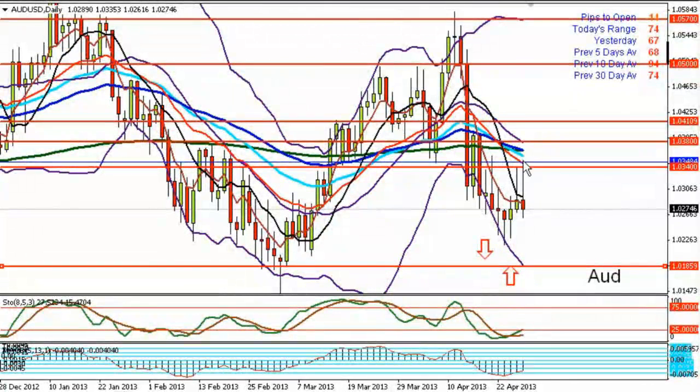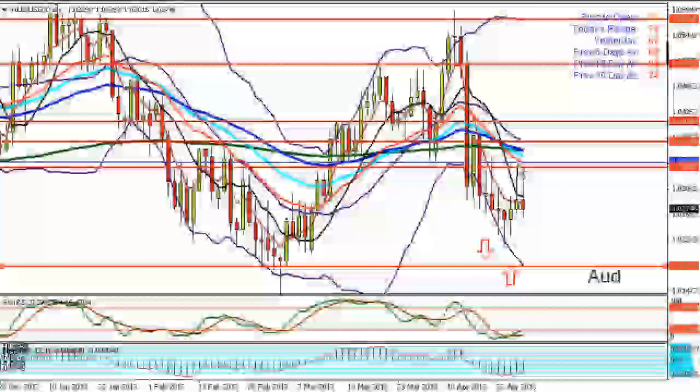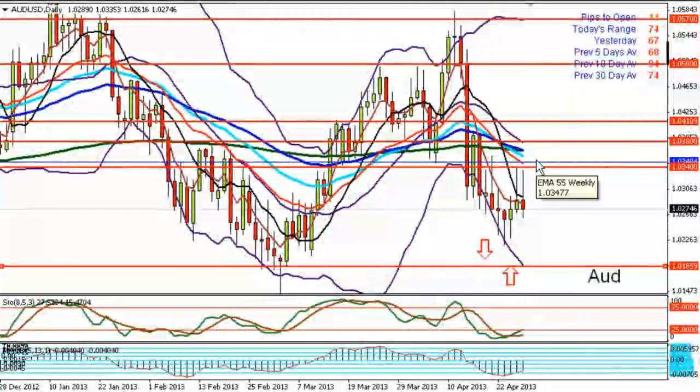So 103.40, anywhere around here, you've got all these EMAs rolling over, you've got that weekly 55 EMA, and it has been major support and resistance going back to the beginning of the year. So it is an important area, and therefore I will watch on a daily and a 4-hour chart for clues to short this one.